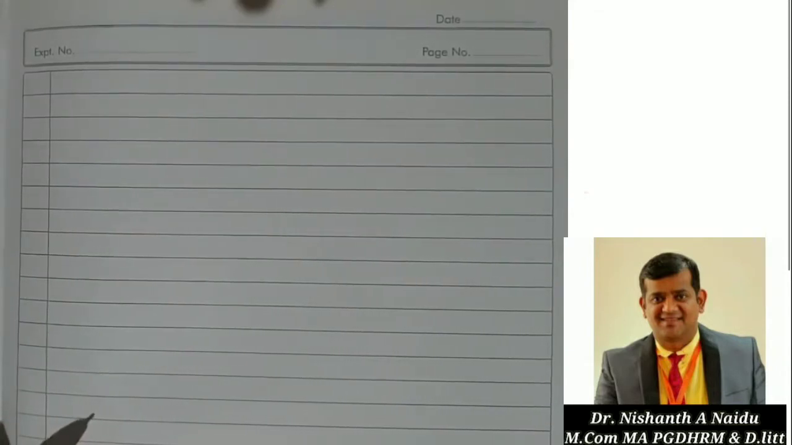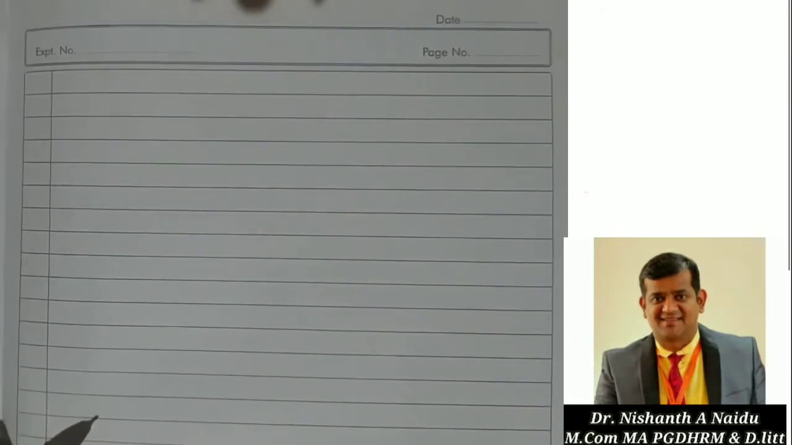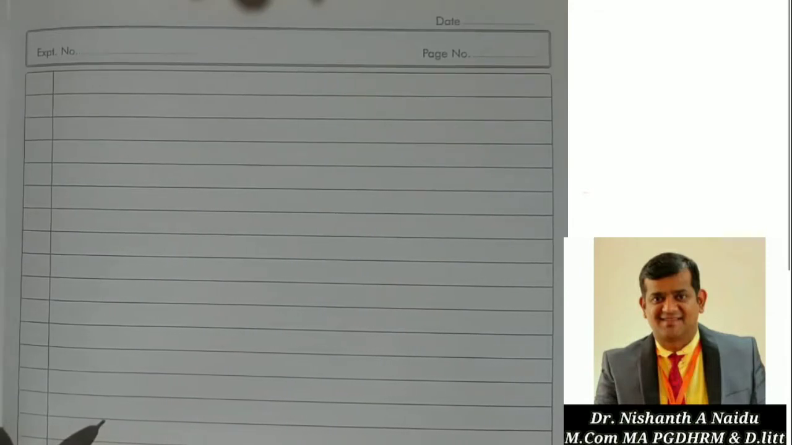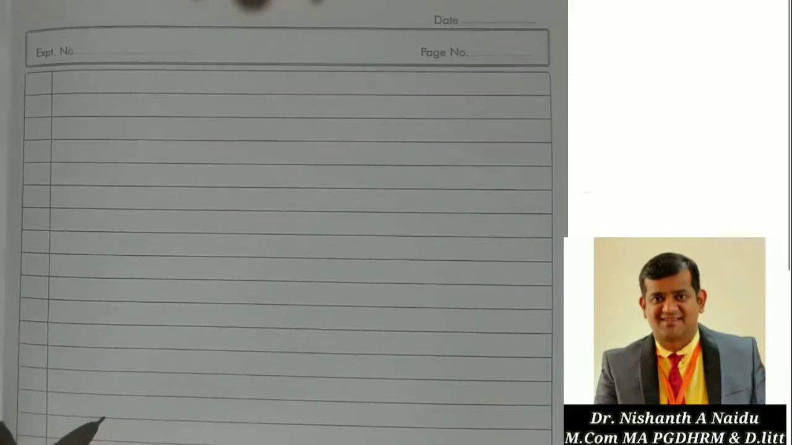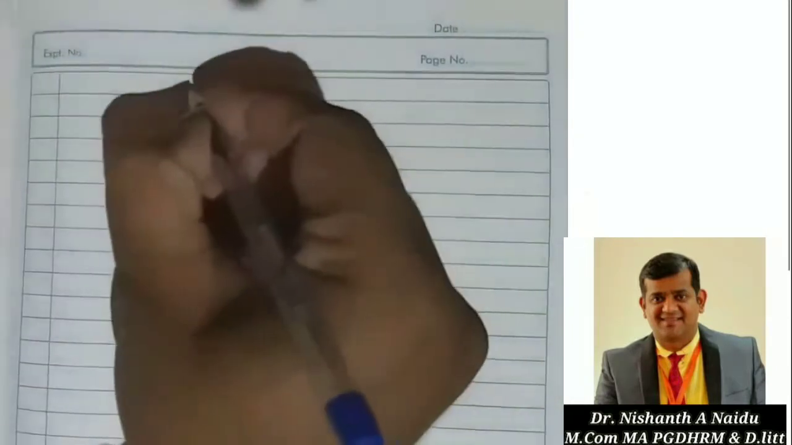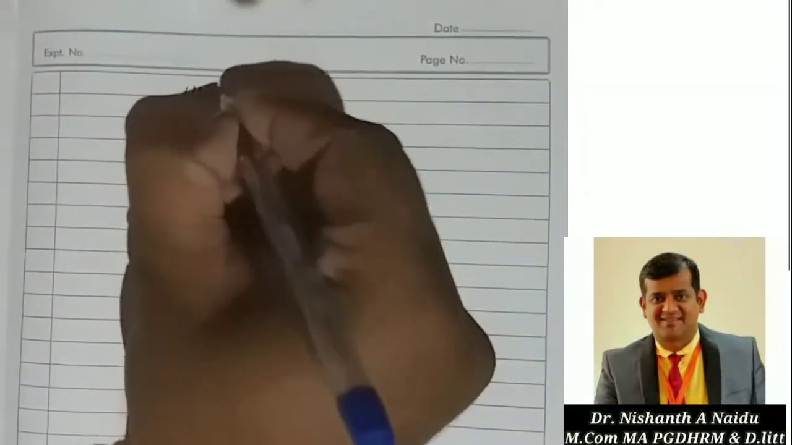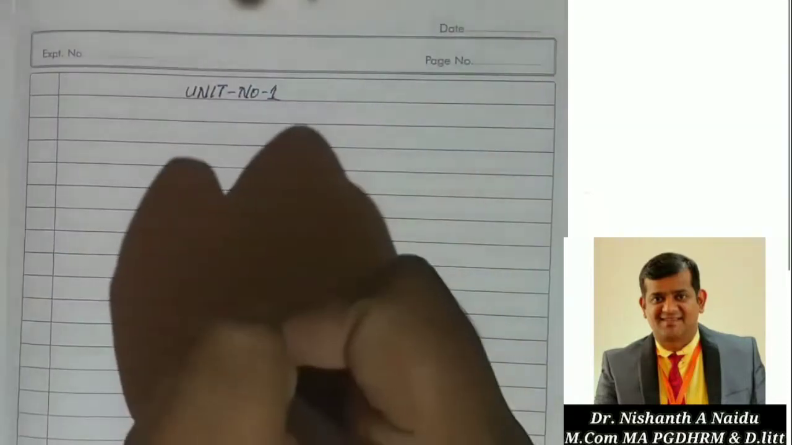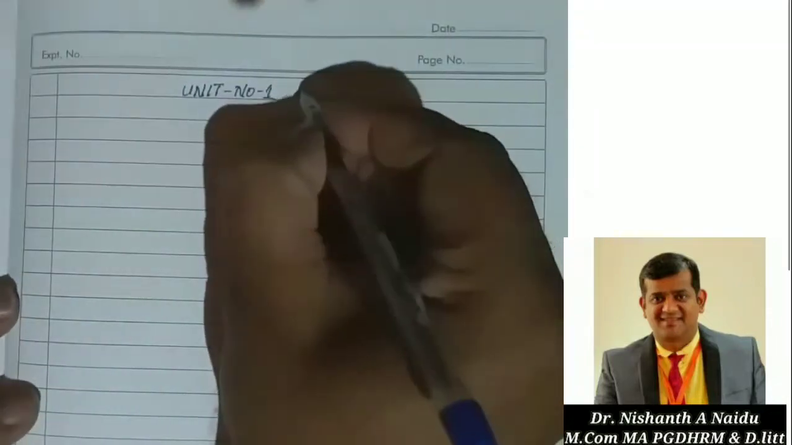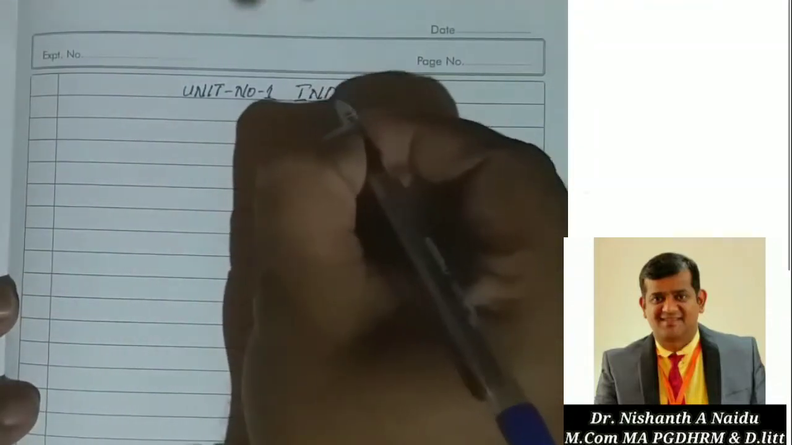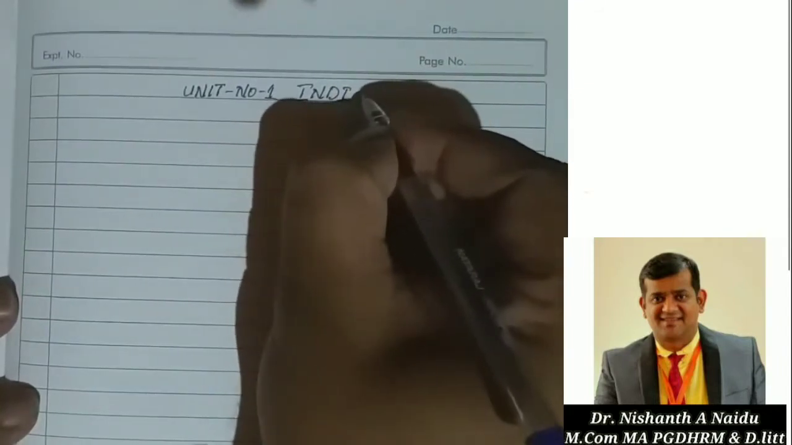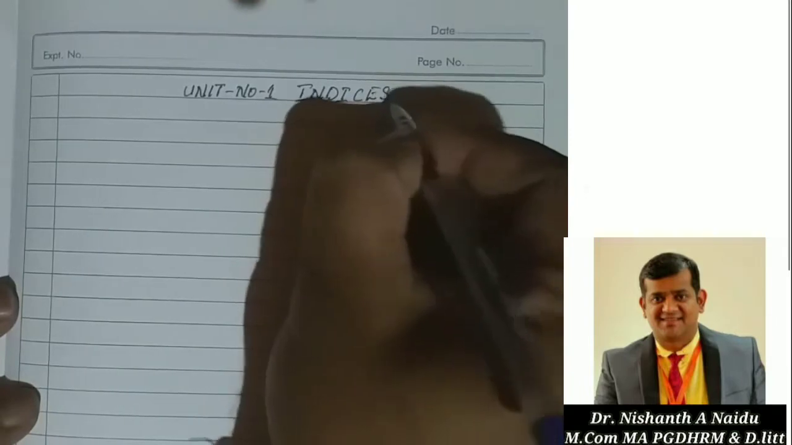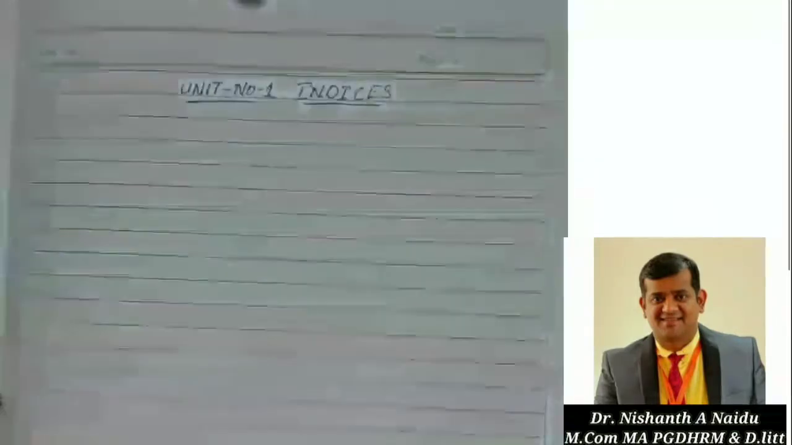As you all already know, I will be handling the quantitative techniques subject for this semester. So I'm starting the first e-class, the online class. The first lesson is called indices. Unit number 1 is indices. So I'm starting indices.